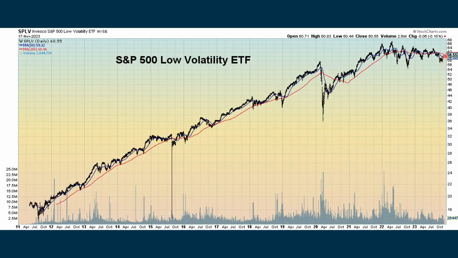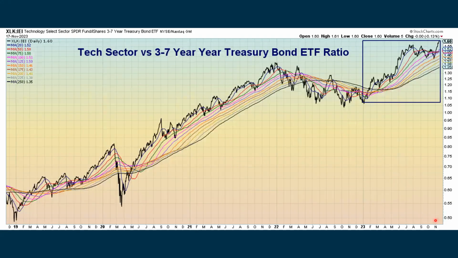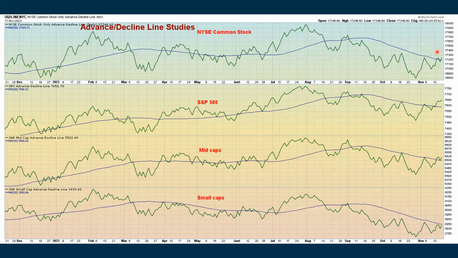We'll have to see. Is it going to go above its moving average, or is that going to act as resistance and start to come back down? We look at a ratio between the S&P 500 and the low volatility ETF that we just looked at, and it's really starting to break down to new lows here, showing that the low volatility stocks are underperforming. We look at the tech sector and compare it to 3 to 7 year bonds, where the tech sector is clearly outperforming bonds.